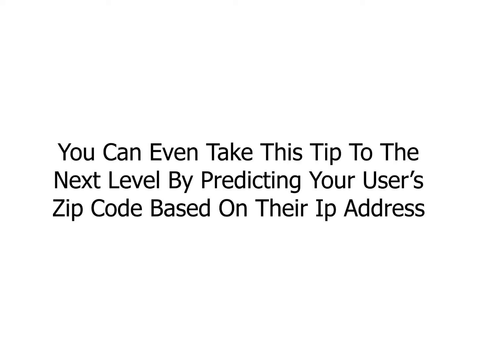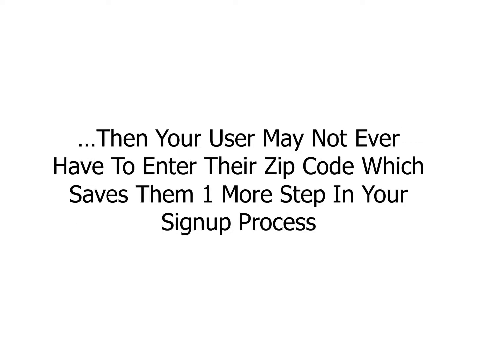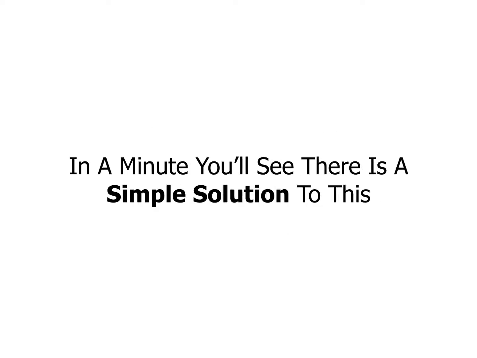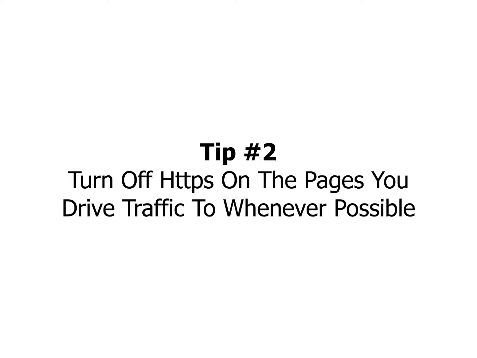3x9, baby. You can even take this tip to the next level by predicting your user's zip code based on their IP address. Then your user may not even have to enter their zip code, which saves them one more step in your sign-up process. But wait a minute though, what if you're using Shopify or some other platform where you can't control the fields on the order form? Well, in a minute, you'll see there's actually a simple solution to this as well.